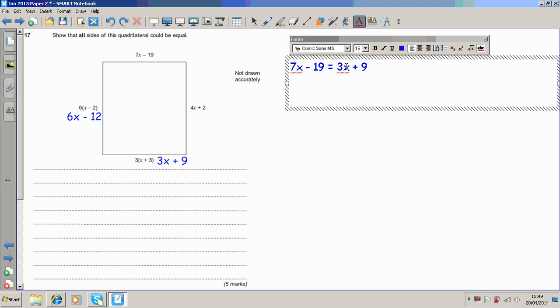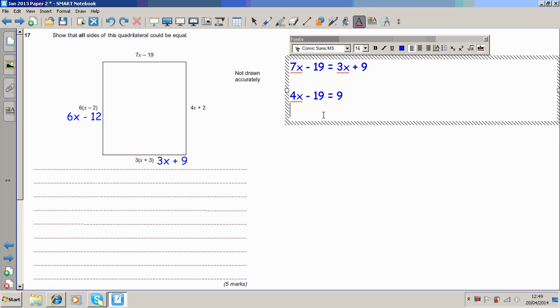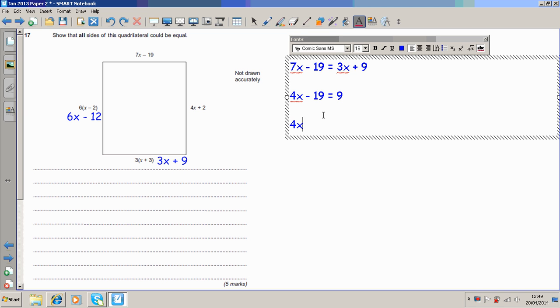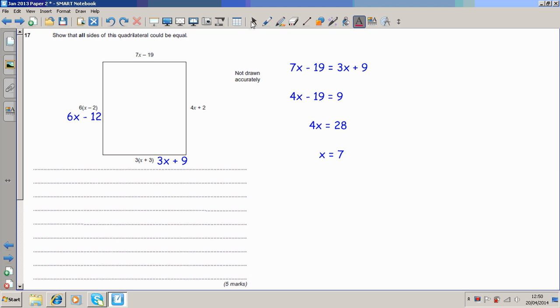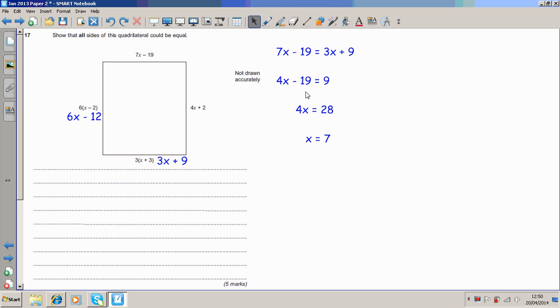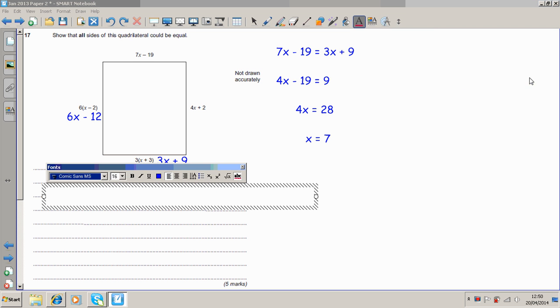So now solving this, I take 3x off this side, and then off the other side as well, I get 4x minus 19 equals 9. Add 19 to both sides, I get 4x equals 28. So finishing off, I divide by 4, x is equal to 7. Okay, so I set myself up an equation, I can solve it, I know now x is equal to 7. Now I've got that, I can work out each side.